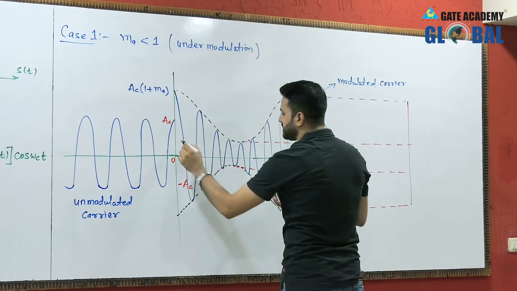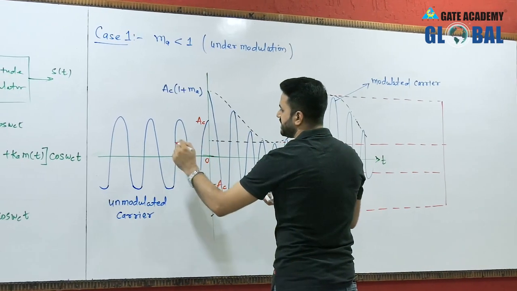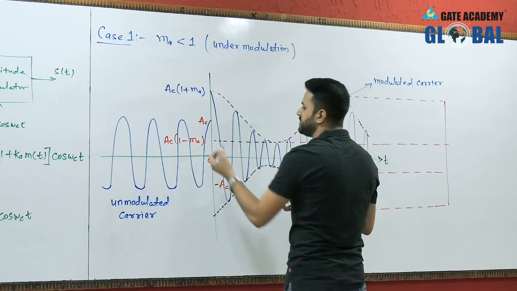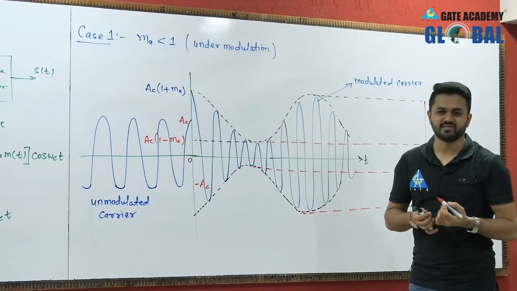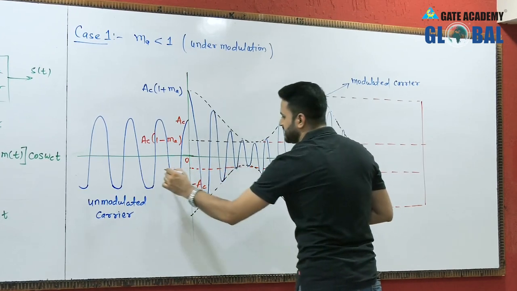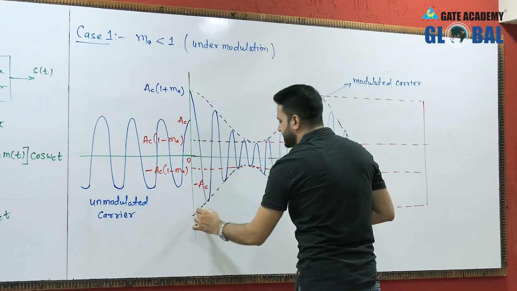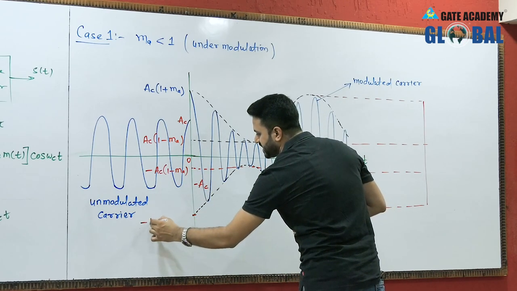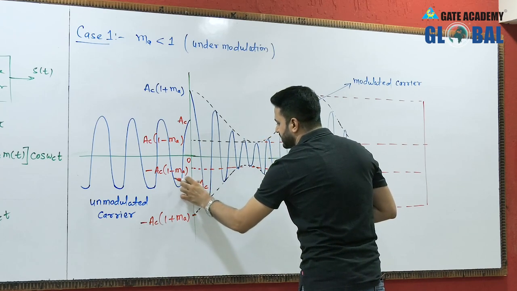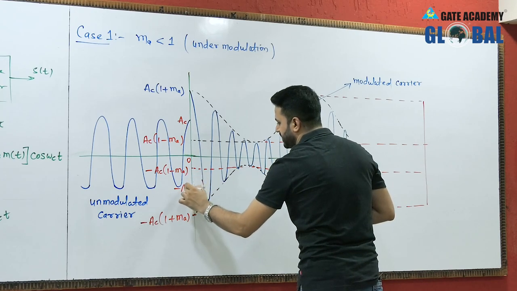So this minimum value is Ac (1 - ma), because the minimum value of envelope is Ac (1 - ma). Similarly, this minimum value is minus Ac (1 - ma), and this maximum value is minus Ac (1 + ma). And this is your minus Ac.